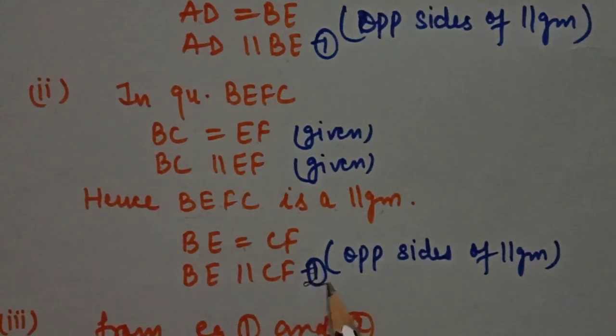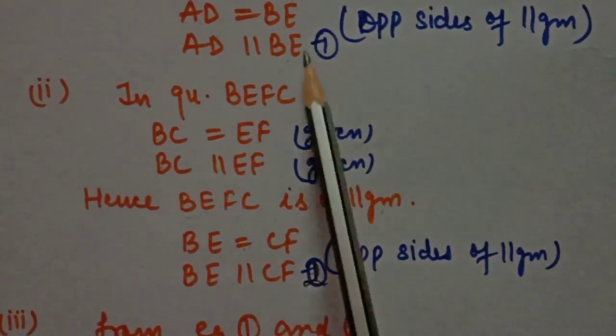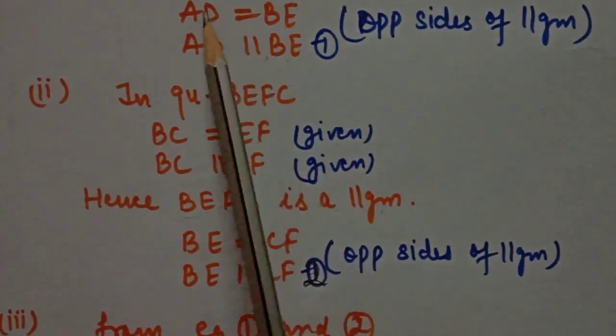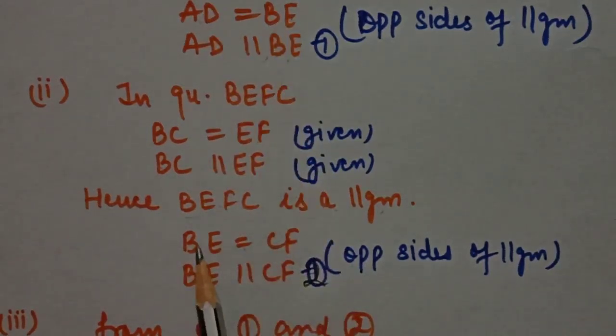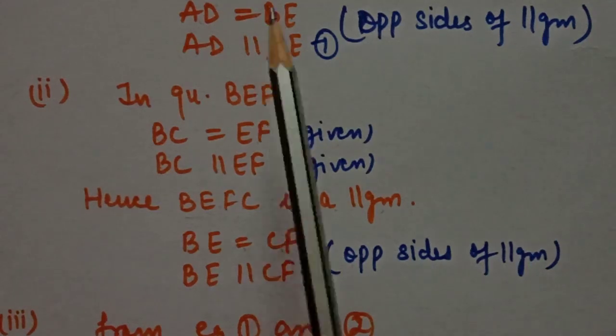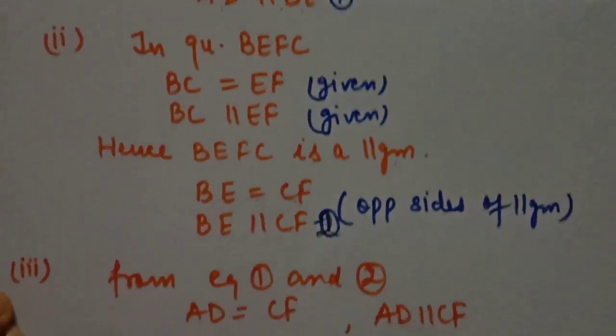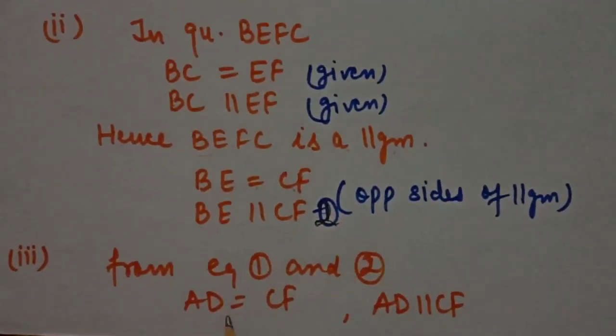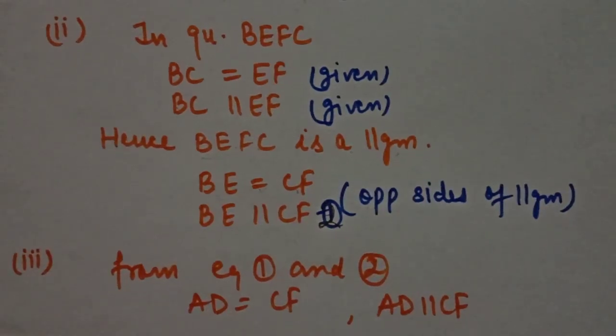Equation number 2. From equation number 1 and equation number 2, AD and BE are equal and BE and CF are equal. So definitely AD and CF are equal. Similarly, AD and CF are parallel also. From equation number 1 and 2, AD and CF are equal as well as parallel. So the third part is already proved.